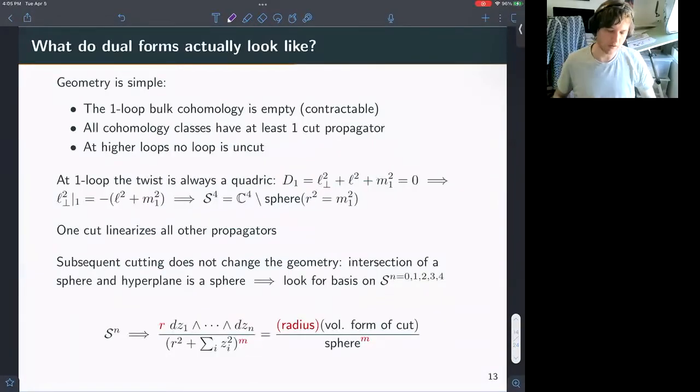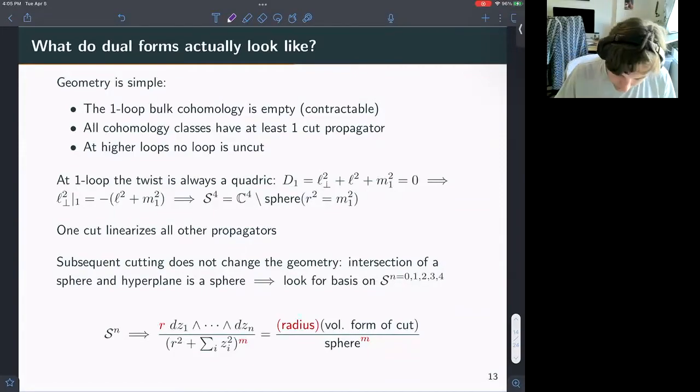Let me try to describe what these dual forms look like for one loop integrals. At one loop, the geometry is quite simple. The bulk cohomology, where there's nothing localized to any of these boundaries, is actually empty. So any non-trivial cohomology class has to have at least one cut propagator. At higher loops, this leads to the slogan that no loop is uncut. For one loop integrals, the twist is always something really simple. It's a sphere.